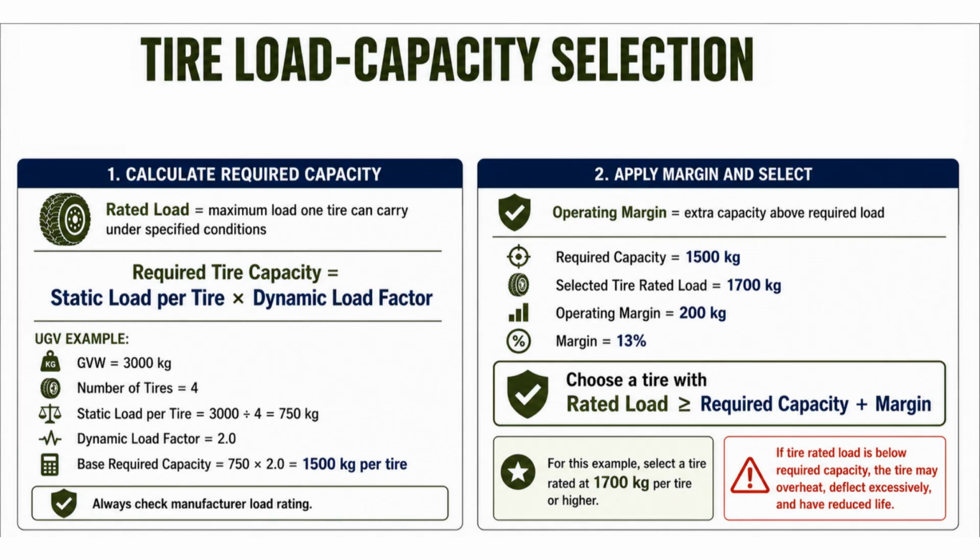If a tyre rated at only 1,300 kilograms is selected, it is overloaded by 200 kilograms. This can cause overheating, excessive deflection, reduced tyre life, and a higher risk of failure. Therefore, always select a tyre whose rated load is equal to or greater than the required capacity plus the operating margin.